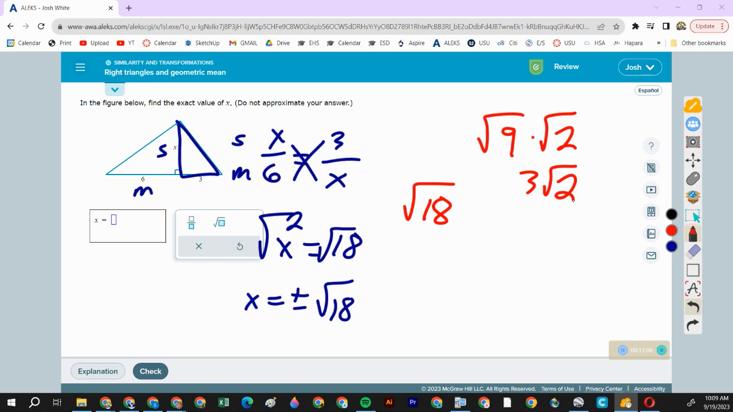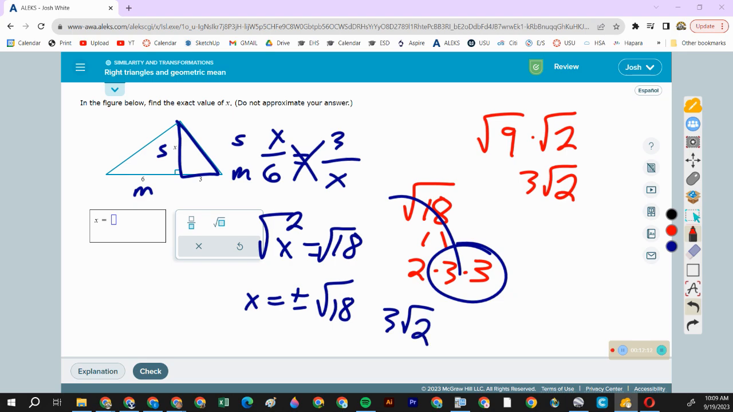If you forget how to do that, you just factor it. 2 times 3 times 3. And you circle any pairs, and you bring 1 to the outside. So 3 root 2. That would be the answer.